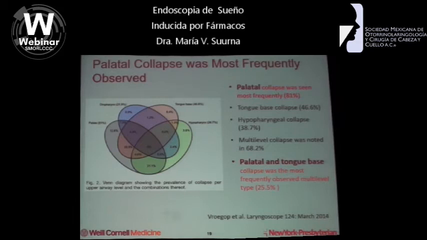I think that was actually a very interesting study. It did give us a perspective on what is really happening to people, and kind of categorized what we are addressing. What they found is that palatal collapse is probably the most commonly seen collapse in people with sleep apnea, and palatal and base of tongue together are the most common multi-level sites of obstruction.